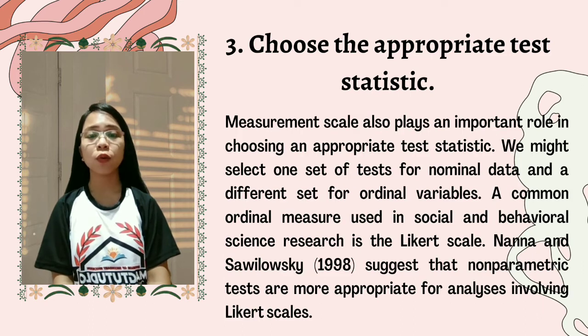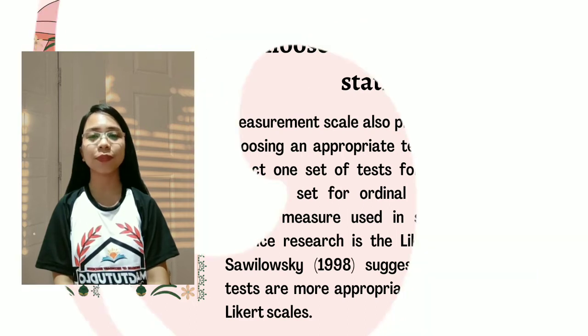Measurement scale also plays an important role in choosing an appropriate test statistic. We might select one of the tests for nominal data and a different set for ordinal variables. A common ordinal measure used in social and behavioral science research is the Likert scale. Nanna and Sawilowski suggest that non-parametric tests are more appropriate for analysis involving Likert scales.